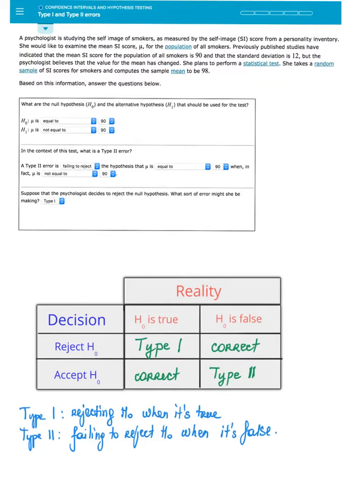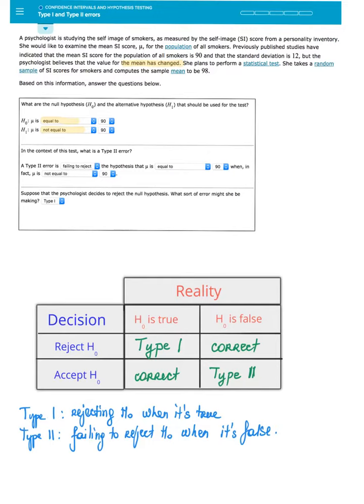Well, because the psychologist wants to know whether the value of the mean has changed, the alternative statement has to say that the mean is not equal to 90, while the null hypothesis has to state the opposite statement, that the mean is equal to 90. So if we find enough evidence, then we will reject the null hypothesis and say, yes, the mean has changed.